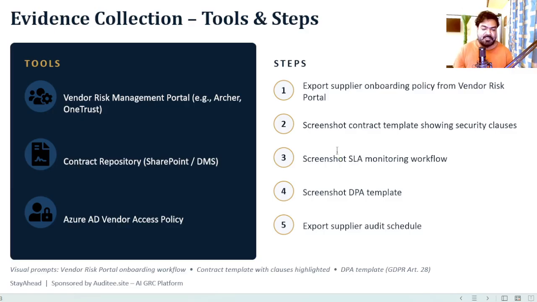The evidence collection steps are straightforward. Export the supplier onboarding policy from the vendor risk portal. Screenshot the contract template showing security clauses, screenshot the SLA monitoring workflow, screenshot the data processing agreement template, and export the supplier audit schedule. Each of these becomes a piece of documentary evidence that a design element actually exists.